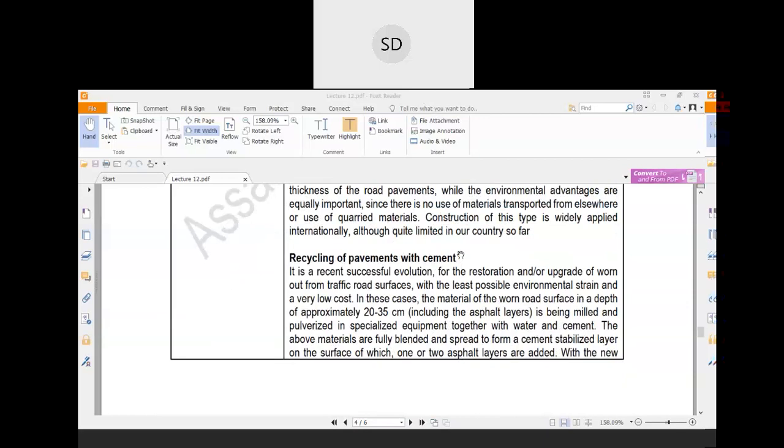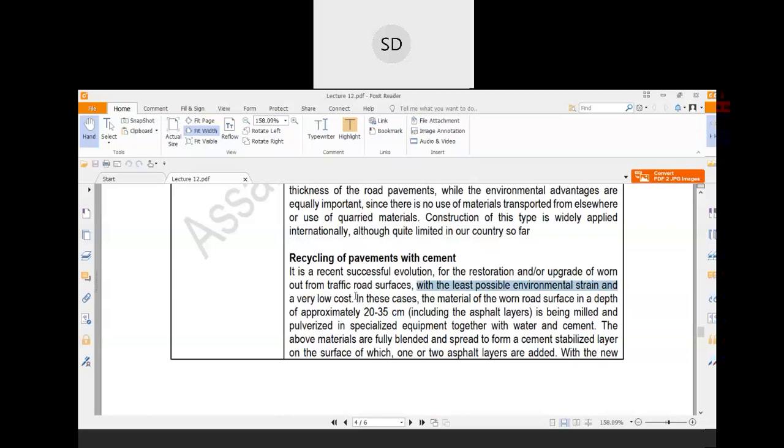Then recycling of the pavements with the cement. So basically it is a recent successful evolution. For restoration or upgrade of a worn-out traffic road surface, suppose in a particular road there are some patches or potholes. In that case, you can recover this pothole using cement concrete pavement, and it will be done with the least possible environmental strain and very low cost.